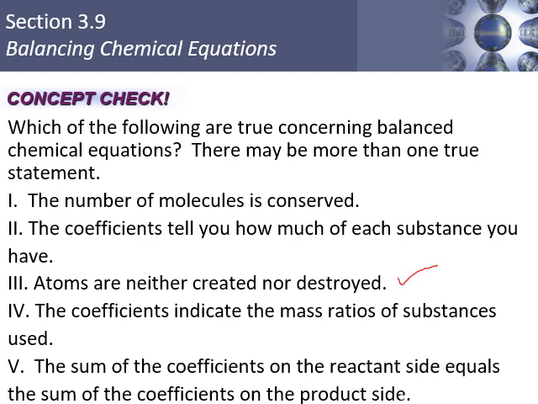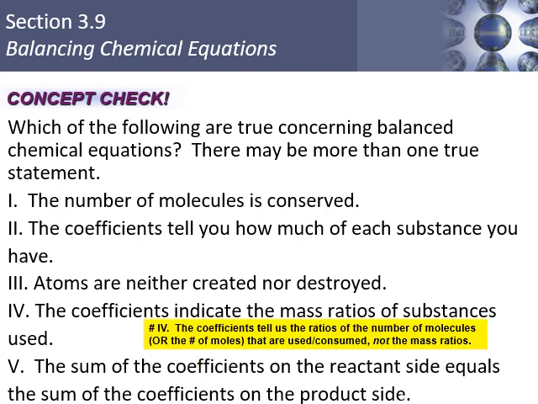Number 4, the coefficients indicate the mass ratios of substances. And again, there's that word mass. We very, very seldom use masses. We almost always convert to number of moles. So that one is false. Number 5, the sum of the coefficients on the right is the same as on the left, and that's totally false also. So this one's completely wrong. So the only one that's right is number 3. Next slide.